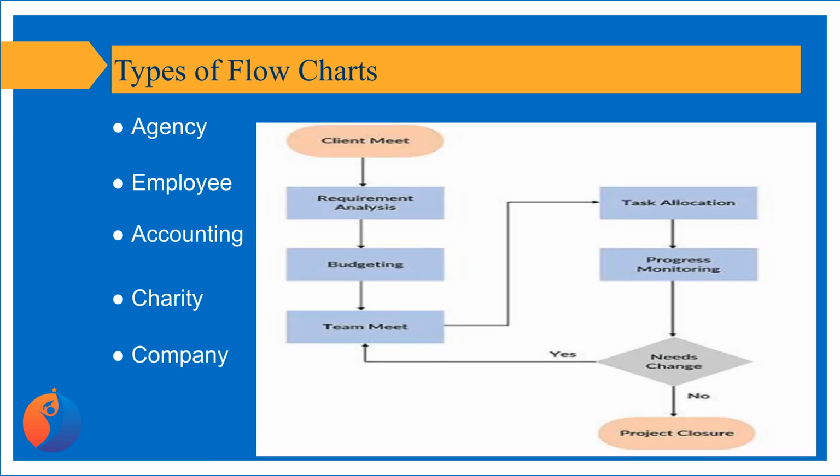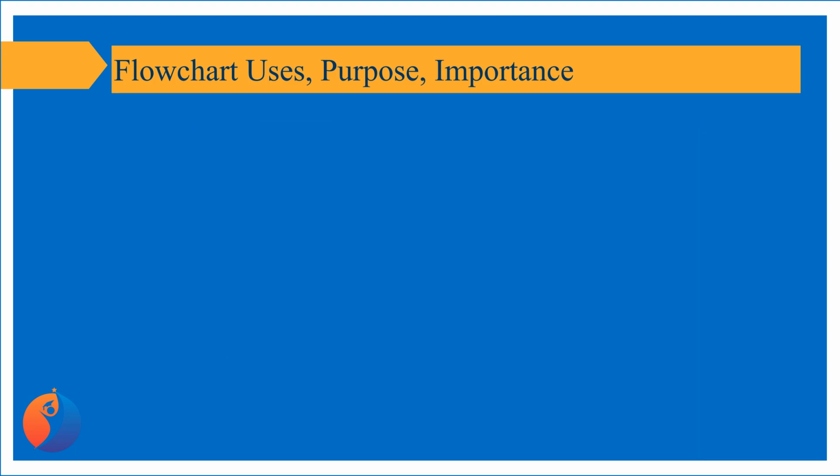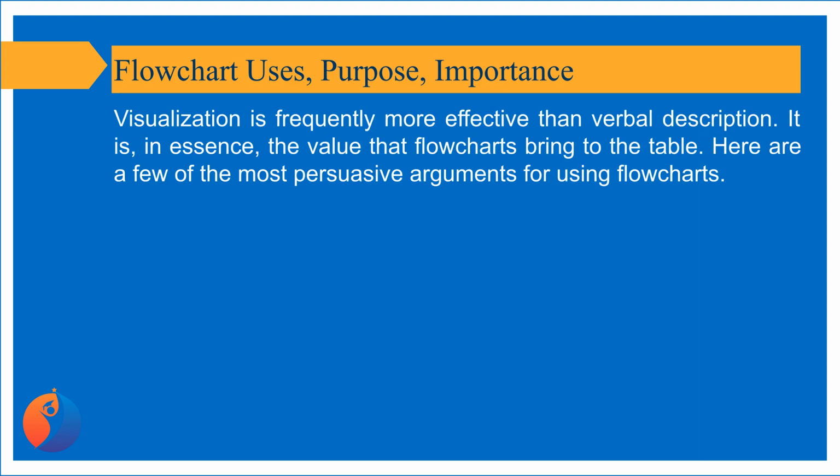Company. A company flowchart is a visualization tool of the business process that a company follows. A top-down comprehension of how a system operates, what steps it comprises, what events affect results, and so on can be obtained through the application of this method. More commonly, they are also used to illustrate the organization's structure. Flowchart uses, purpose, importance. Visualization is frequently more effective than verbal description.